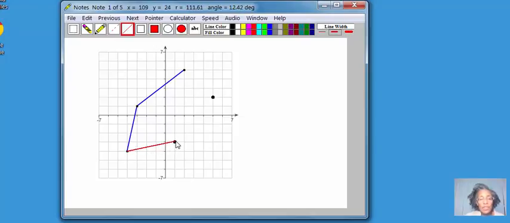And I'm going to draw the inverse in red. So the red curve is the graph of the inverse. So the blue curve gives me the graph of the function. And the red curve gives me the graph of the inverse.